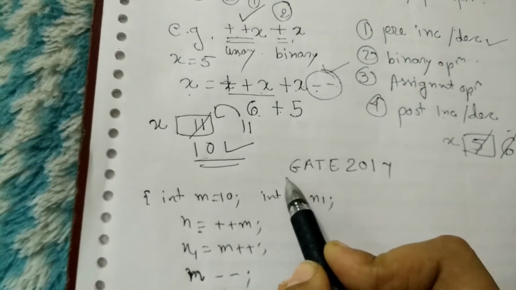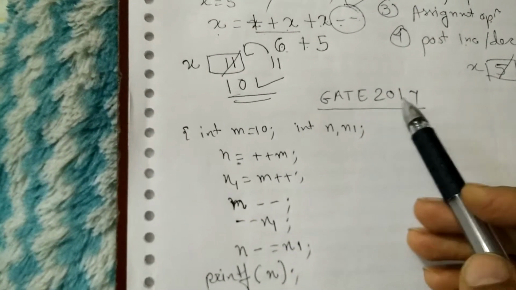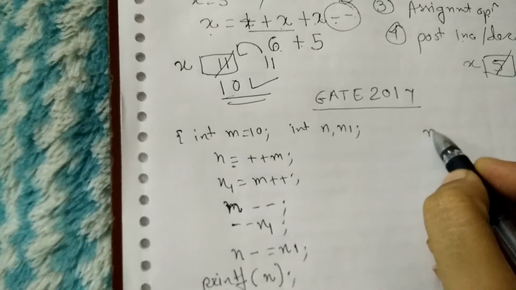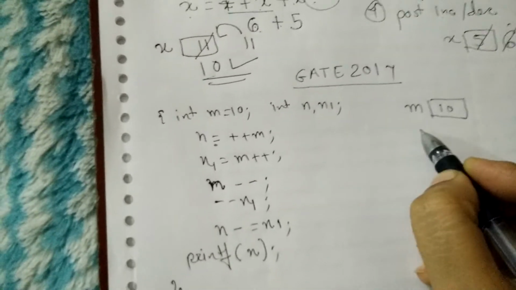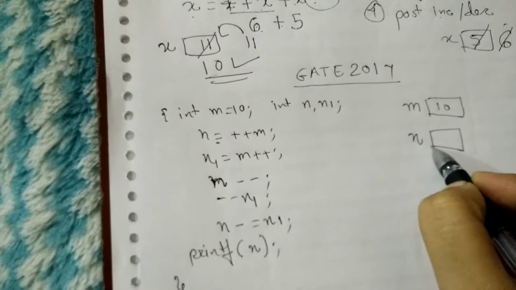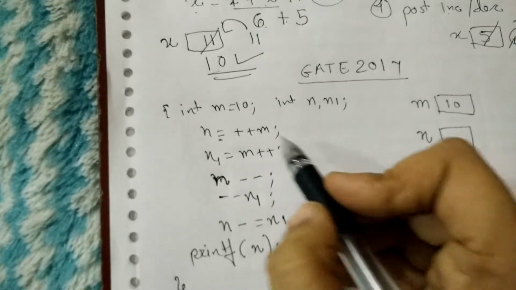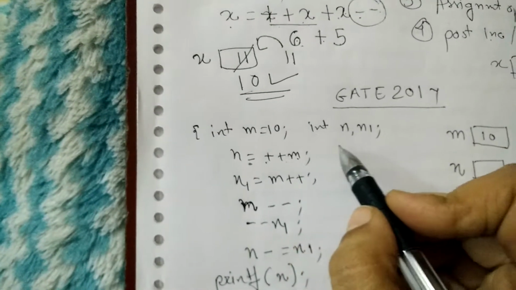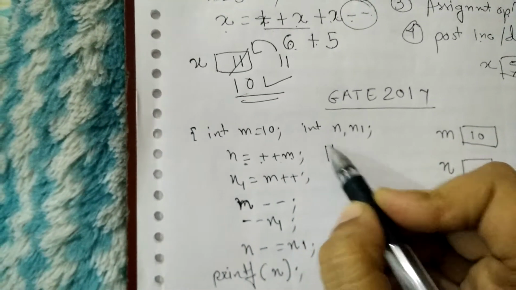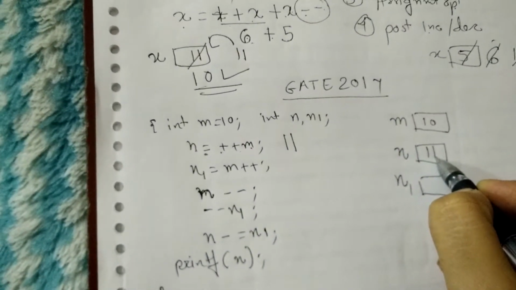Now let us see one question based on pre-increment, post-increment, pre-decrement and post-decrement, which was asked in GATE 2017. Here we have one variable called m, which is initialized to the value 10. We have two other variables which are declared but not initialized, n and n1. What I have performed here is a pre-increment. So first the value will be incremented, that becomes 11, and it will be assigned to n. So the value of n is 11.